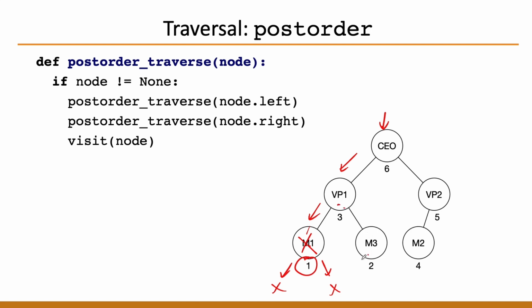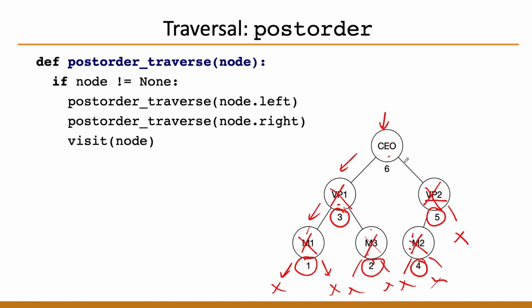We go right hand side, left, right, and then we read the value. We mark M3 as done, right? So we then return. Now, because left and right are both done, M1 and M3 are done, we can read the value. We can mark VP1 as done, and we return to CEO. Now we go right branch, right? And then we go left, right? And right, and then we read the value. We mark M2 as done, return back to VP2. We try the right, and we read the value, which is 5. We mark VP2 as done.